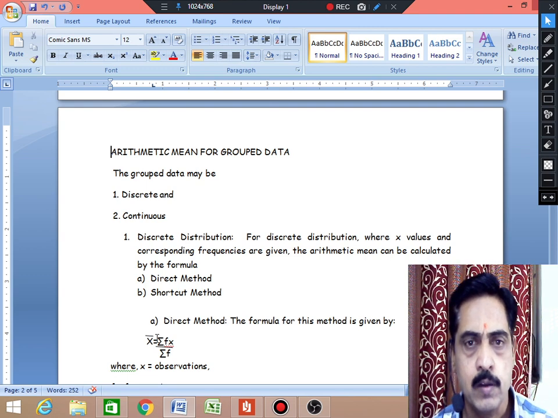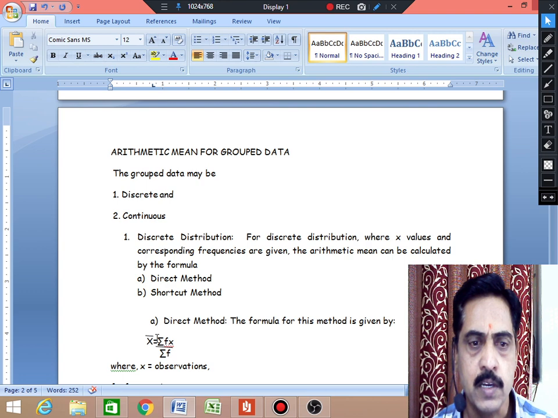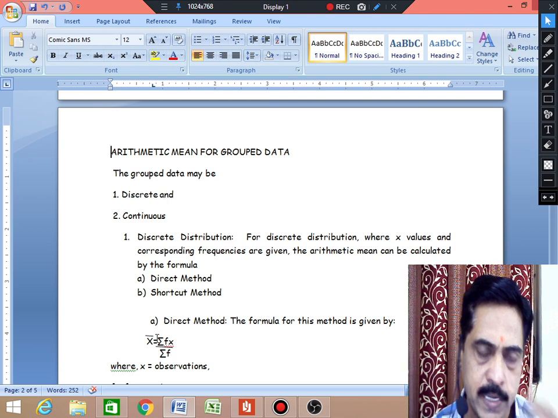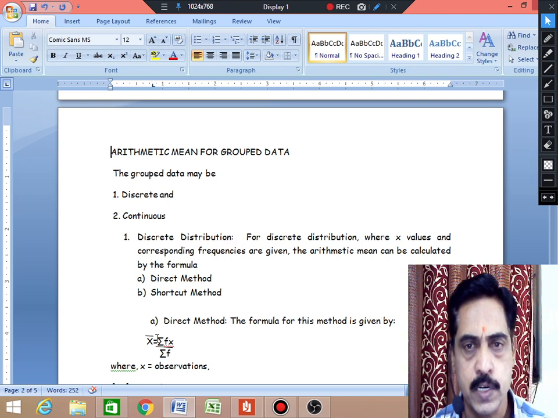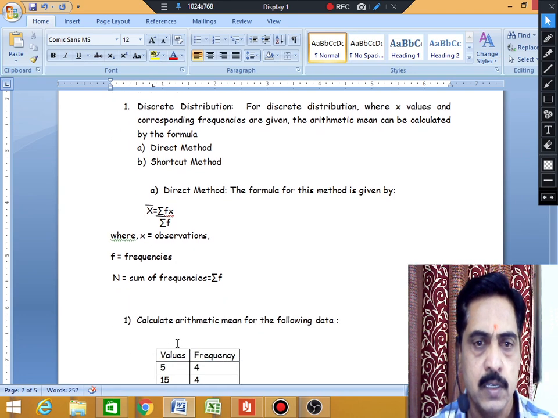Here, for calculating the arithmetic mean for such a discrete distribution, there are two methods. One is the direct method, another one is the shortcut method. We shall discuss both: how the direct method can be used and how we can adopt the shortcut method. First, the direct method.